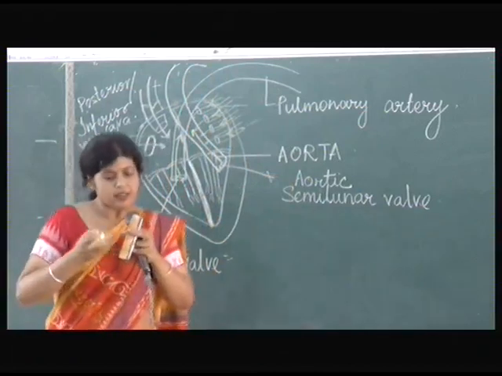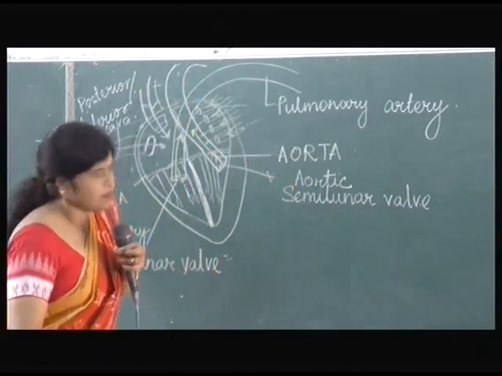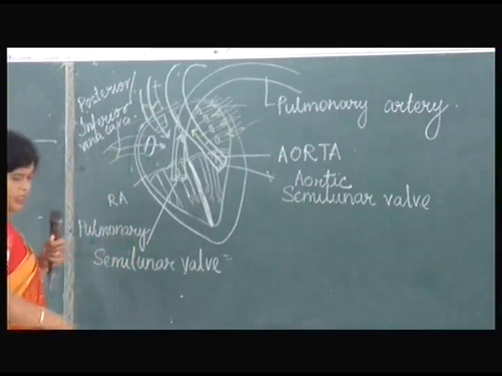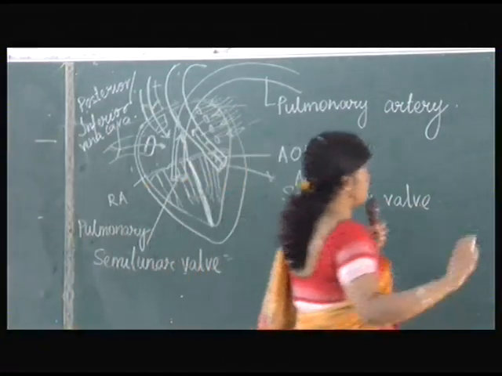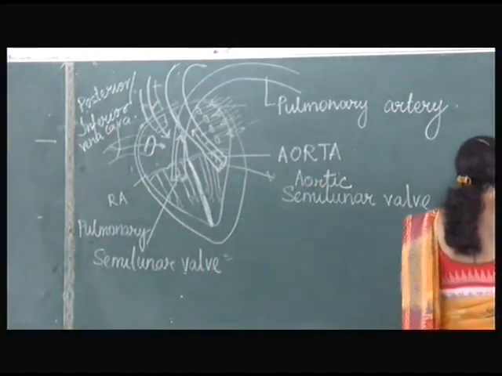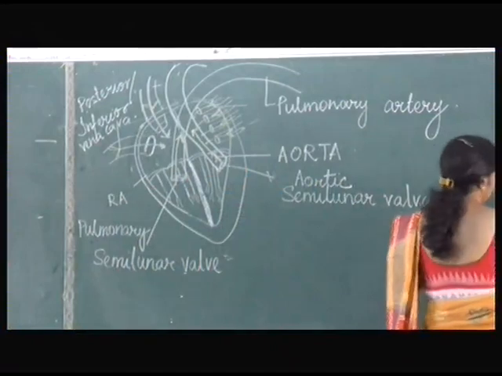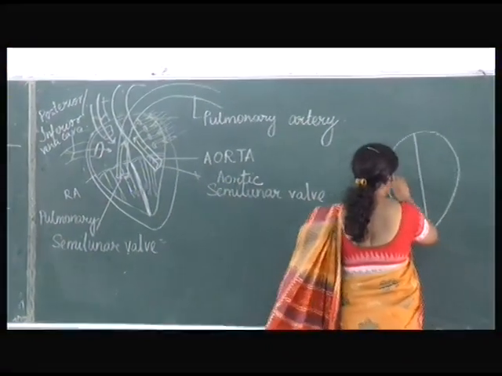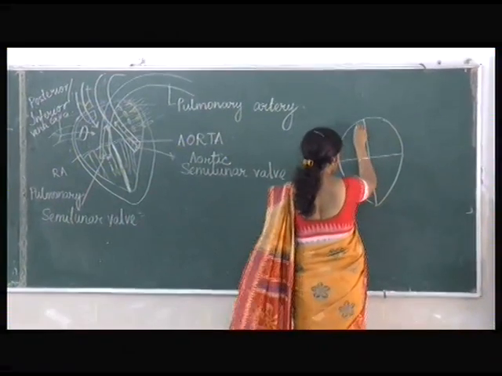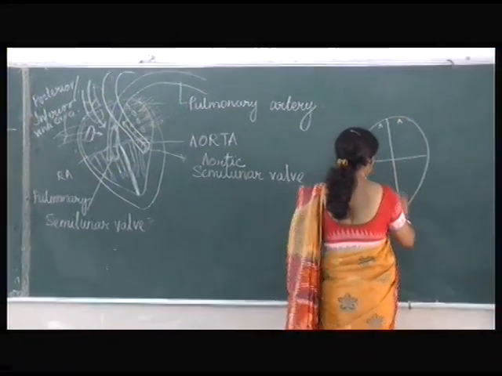Now let me repeat it once more, and then we do the circulation. How many chambers are there in the heart? There are 4 chambers. Absolutely diagrammatic I am showing you. There are 4 chambers, the 2 auricles and 2 ventricles. Auricles, ventricles. Is it clear?